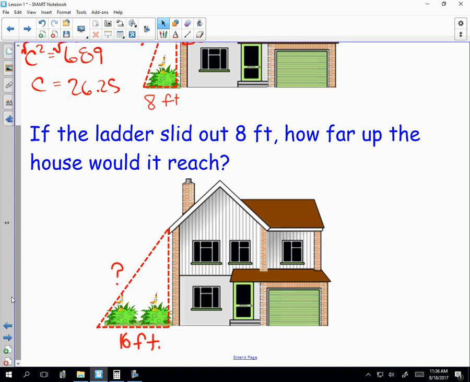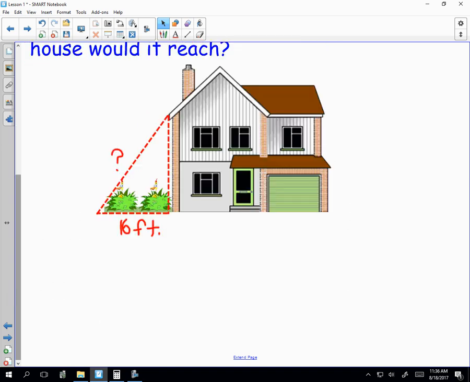Okay, now we could finish this one up. Now the ladder has slid out further. The ladder height itself can't change. It's a set length, and we would just want to know how far up the house it would reach. And this is where we're always looking at, are we given the hypotenuse or are we trying to find the hypotenuse?